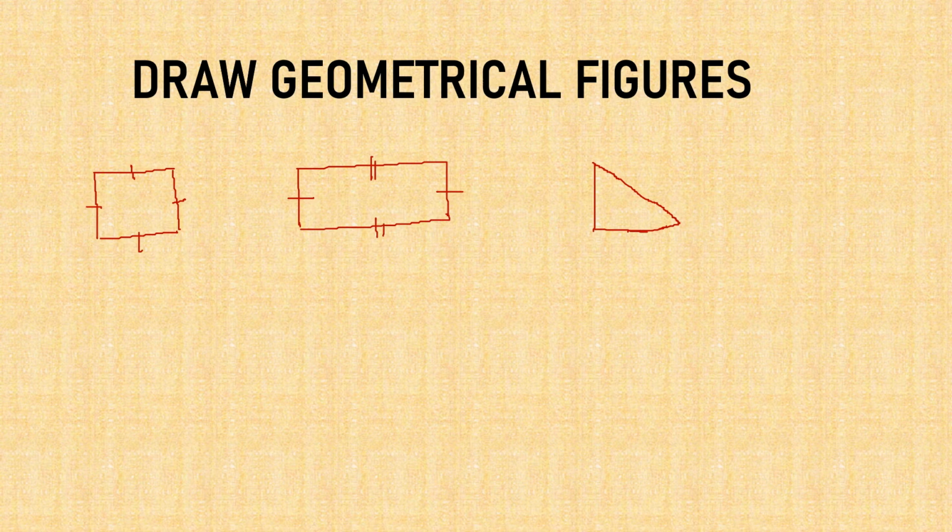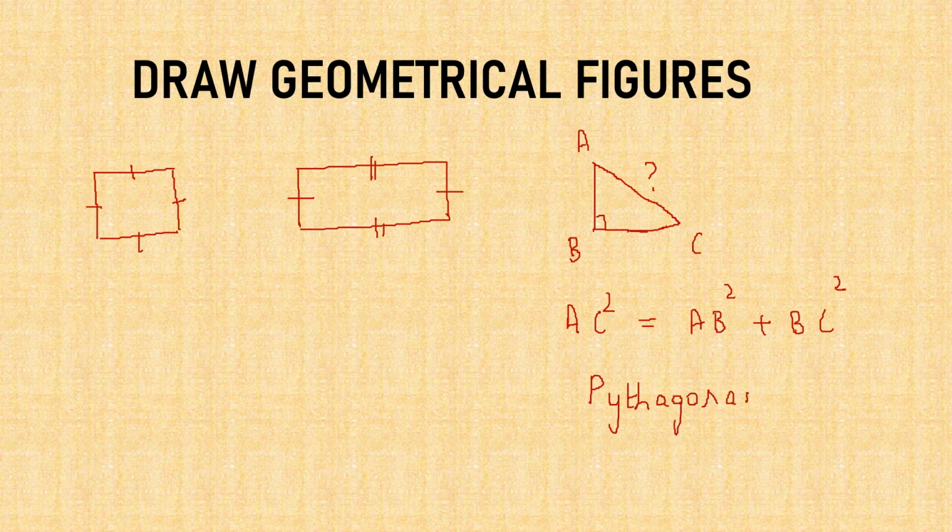And in case of a right angle triangle, if this is 90 degrees and we need to find out the hypotenuse, let us label it as ABC. We should be familiar with Pythagoras theorem here, which states that AC square is equal to AB square plus BC square. So this is the Pythagoras theorem using which we can find any of the side which is unknown, provided we know the other two sides. So if we know any of the two sides, we can easily calculate the third side of a right angle triangle using the Pythagoras theorem. So this is about figures that you need to know.